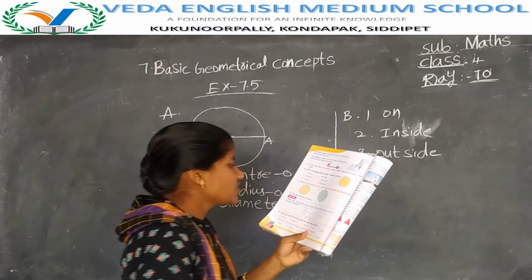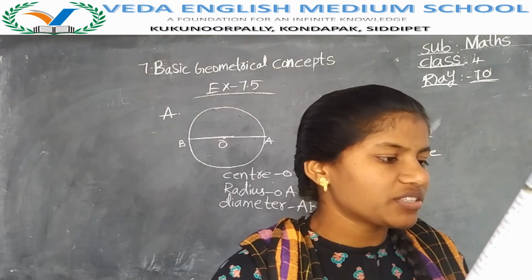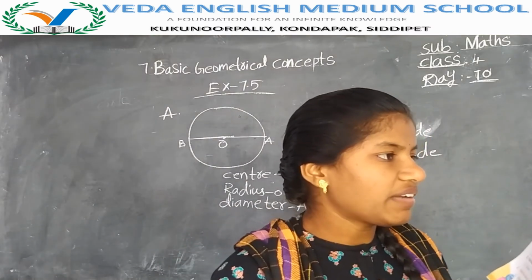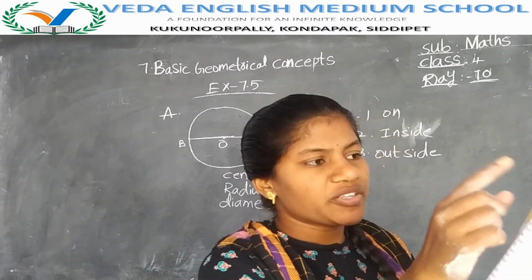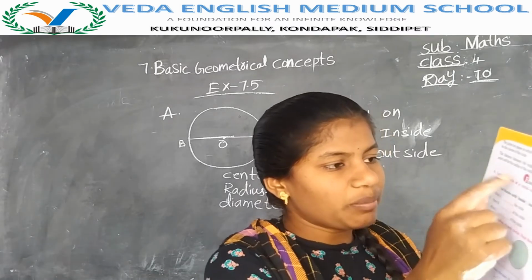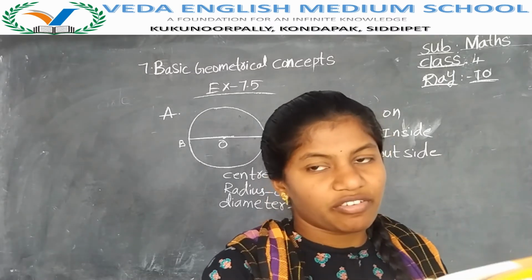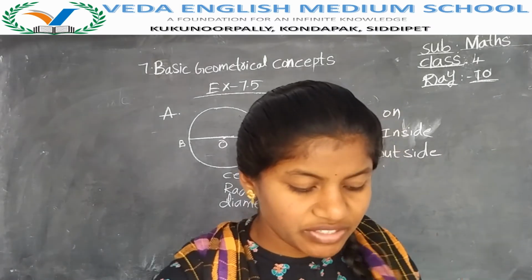Then measure the radius of the circle and find their diameters by calculations. I will teach exercise 7.5 C bit afterwards. By using a compass you have to draw, but I have not brought the compass. So complete A and B bits. I will explain C bit afterwards. Okay children, then we have symmetry afterwards.